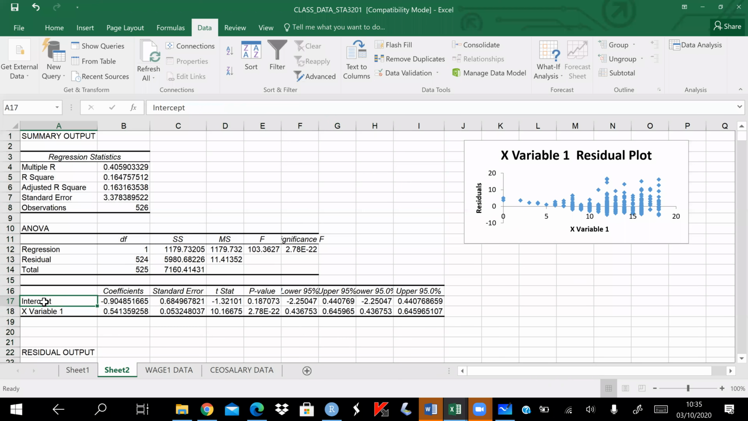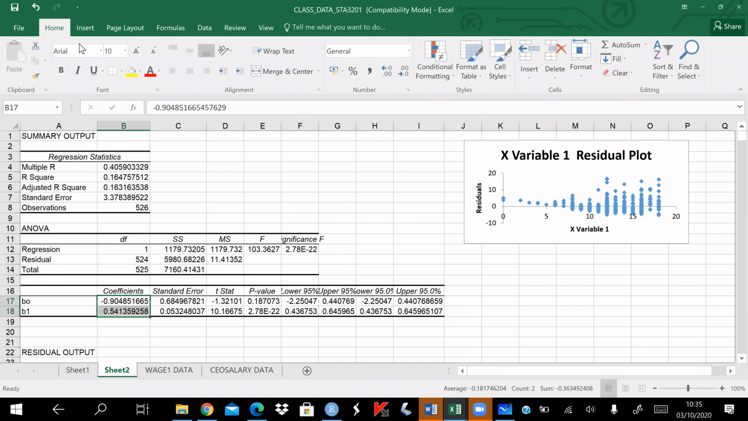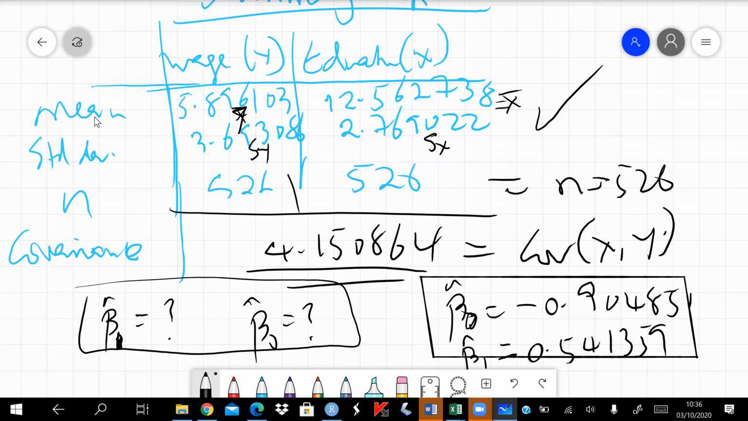So we are saying that this is your beta naught and beta 1. What we are attempting to do here is obtain these values manually. You see these ones have been computed here by Excel. So we want to obtain this manually using the formula that we've discussed today. That's why I gave you these summary statistics from that data. The mean of variable Y is this, the mean of variable X is that. Standard deviation for the two variables, the sample size is 526, and then the covariance of X and Y is 4.15. So using this information, are you able to get these results?